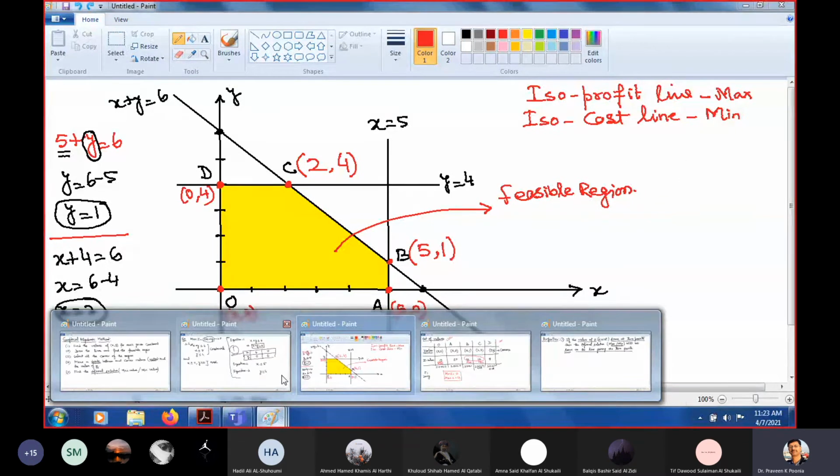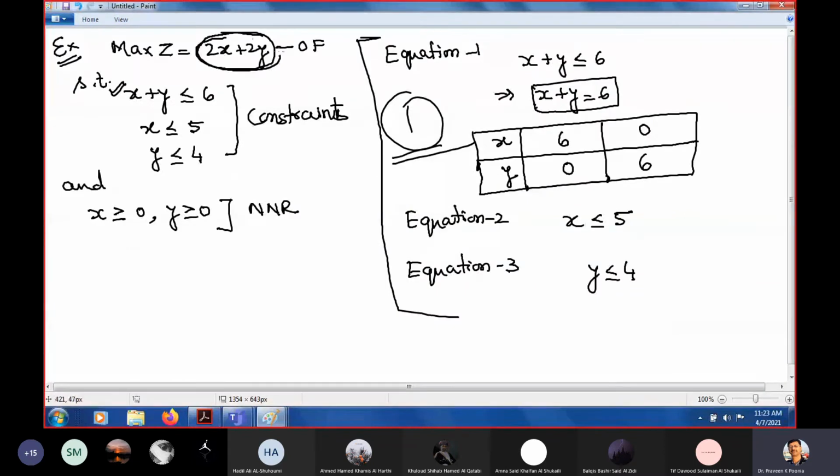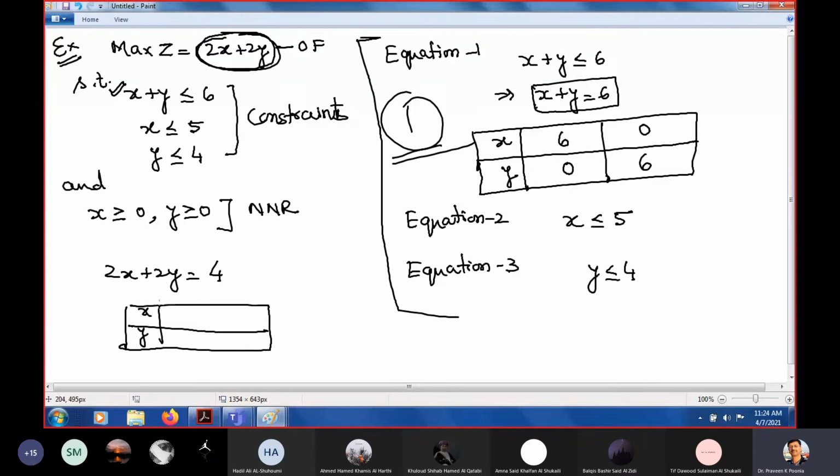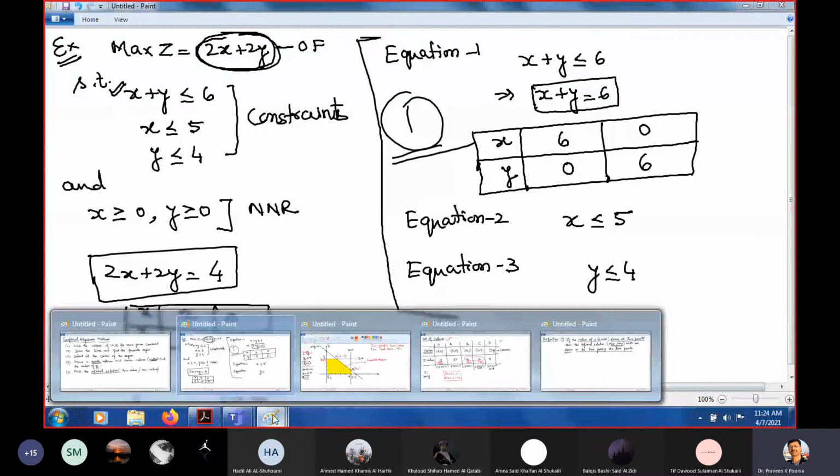Clear? What is the function? Let us see the function. Function is 2x plus 2y. If you take 2x plus 2y equal to, let us take 4, 2 into 2, 4. Find the value of x and y. If x is 0, what is the value of y? Please tell me. If x is 0, what is the value of y? It is 2. So the answer is 2, 2.